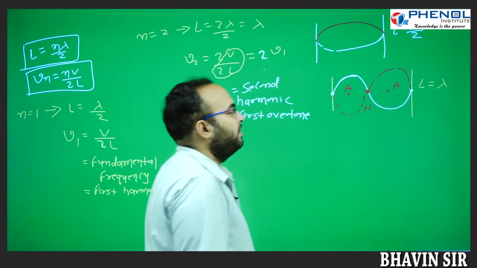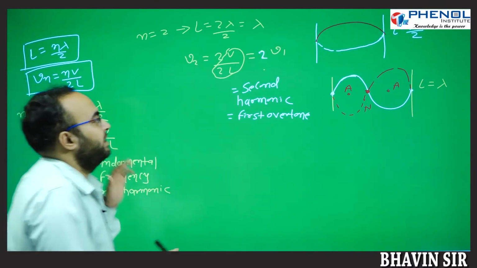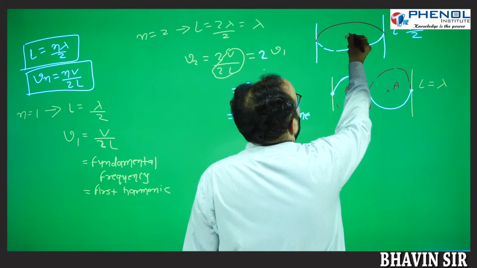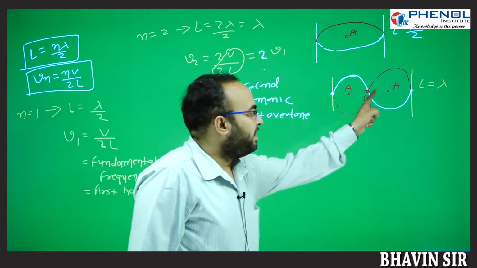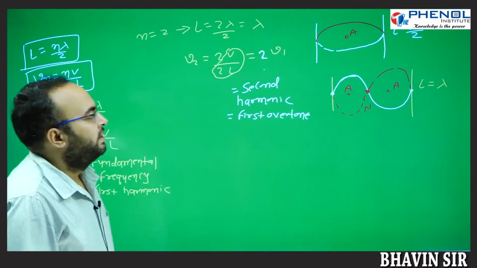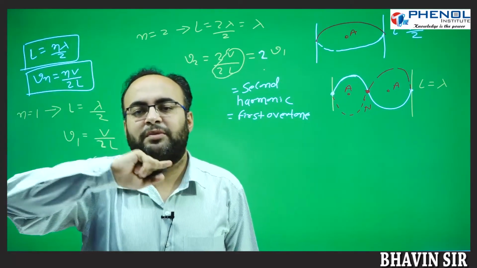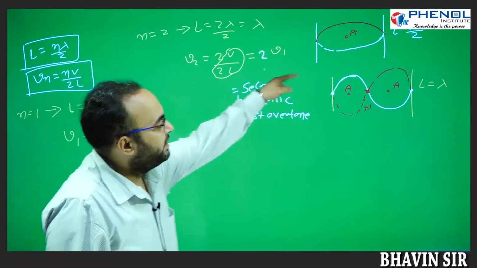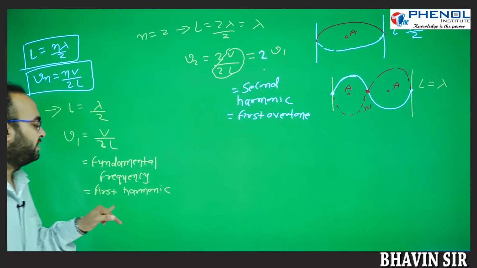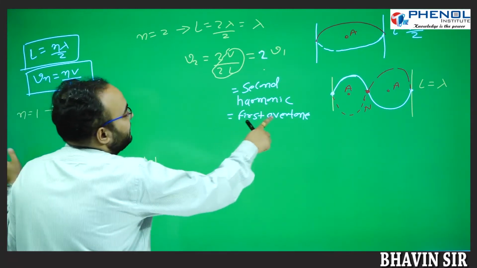So two antinodes and one node. Here there is only an antinode. Why? Because the amplitude is maximum. So here two antinodes and one node. Where it crosses, at that point the amplitude is 0, so it is known as a node. So it crosses one time, so that is known as the first overtone.